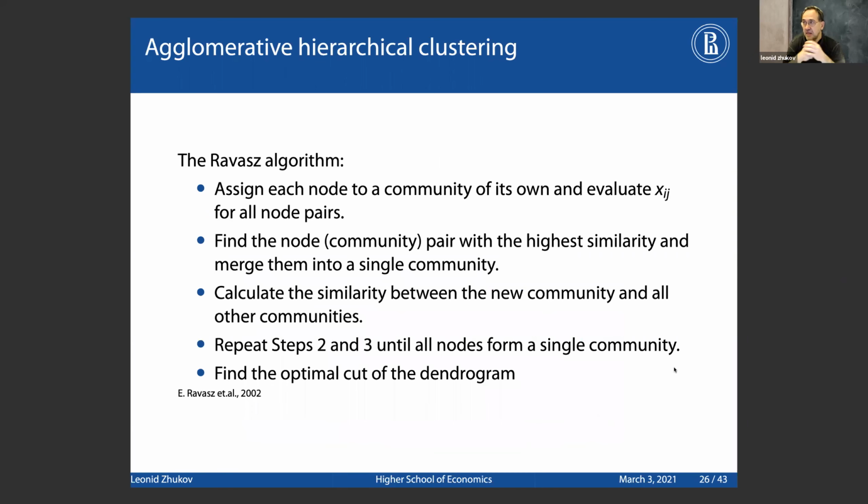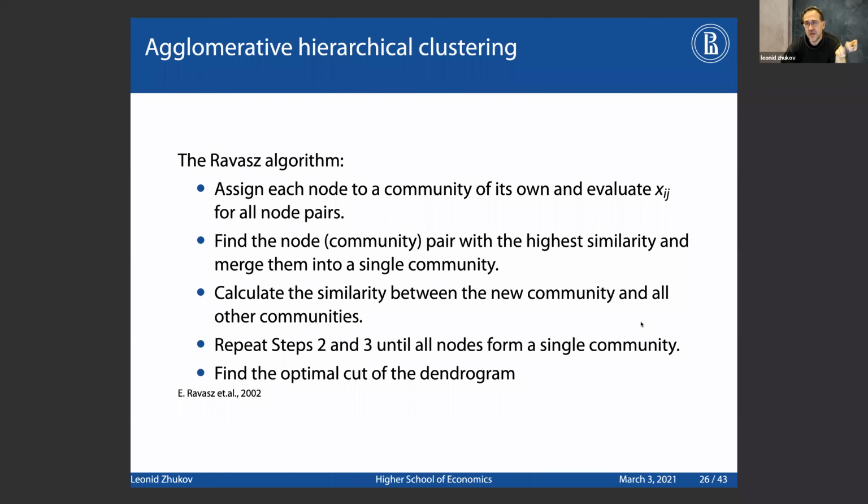And you evaluate that similarity matrix, find the node pair with the highest similarity, right? So it's agglomerative clustering, merge them into a single community. Then you calculate the similarity between this community and the rest of the communities, and then just keep doing and doing and doing. And you'll get again a tree, a dendrogram, and then you cut it on a certain level to get your partitioning.